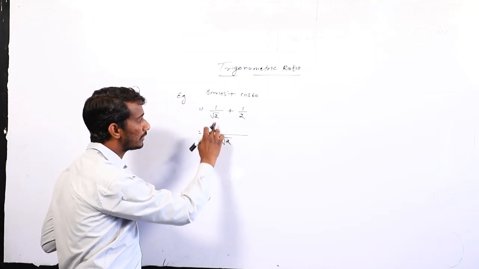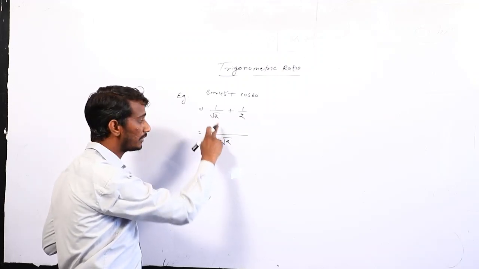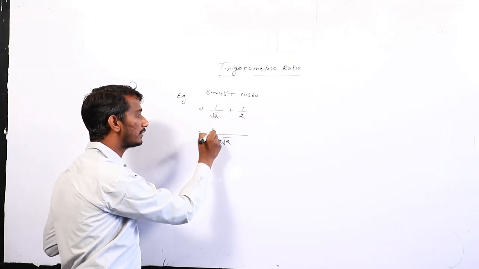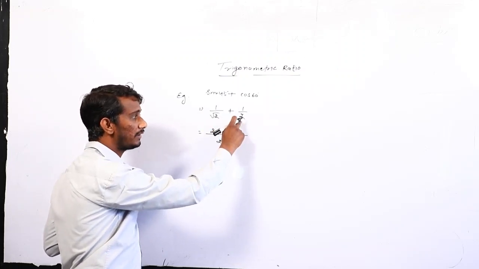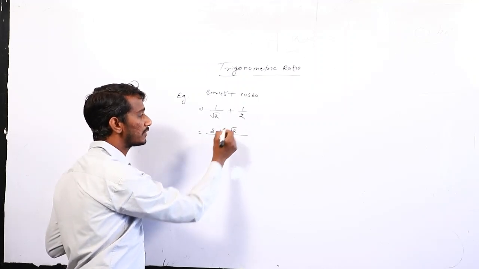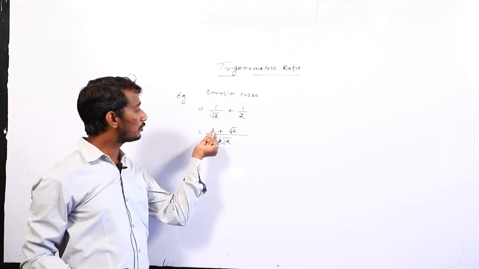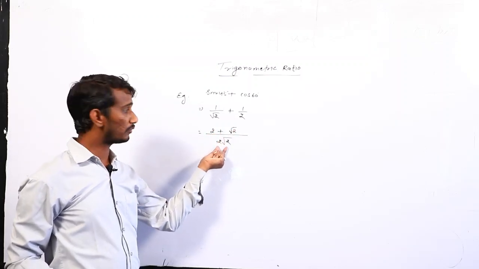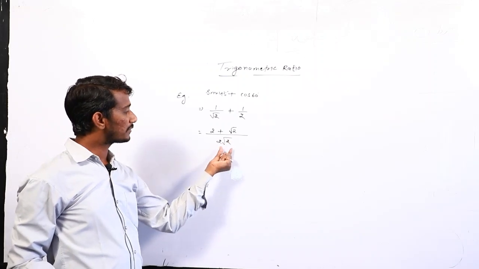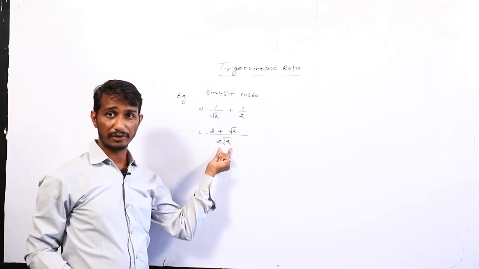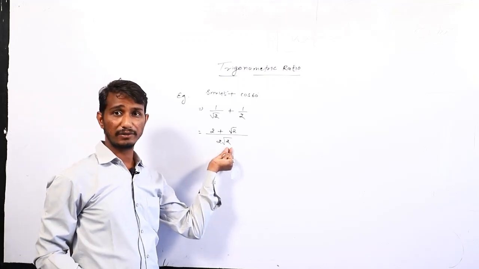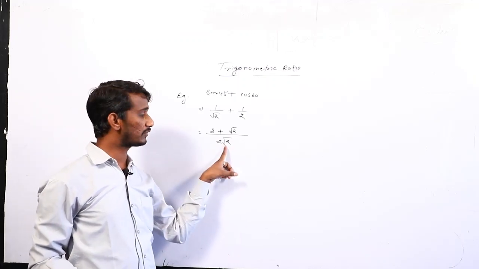Now 2 root 2 divided by root 2 gives 2, and 2 into 1 is 2. Dividing 2 root 2 by 2 gives root 2. So we get the result 2 plus root 2 upon 2 root 2. This is not the correct form, because the denominator is in irrational form, right? So we want to remove the irrational number, which means we want to remove the 2 root 2.